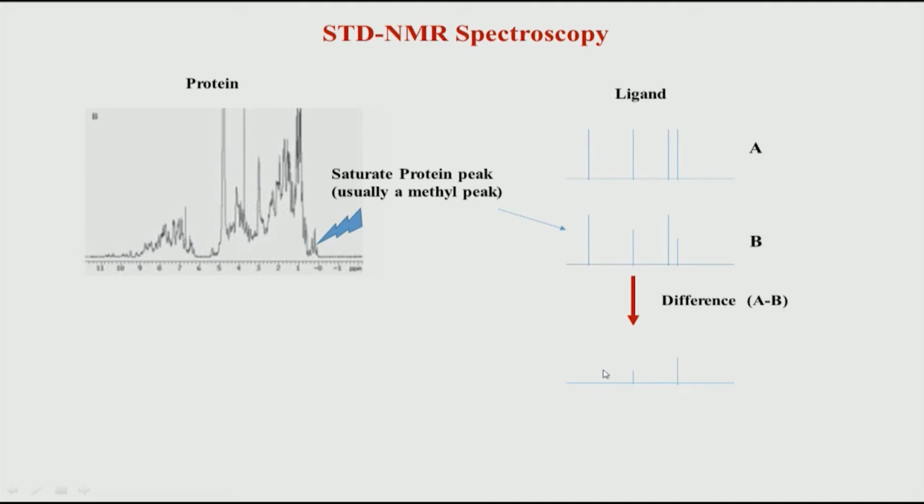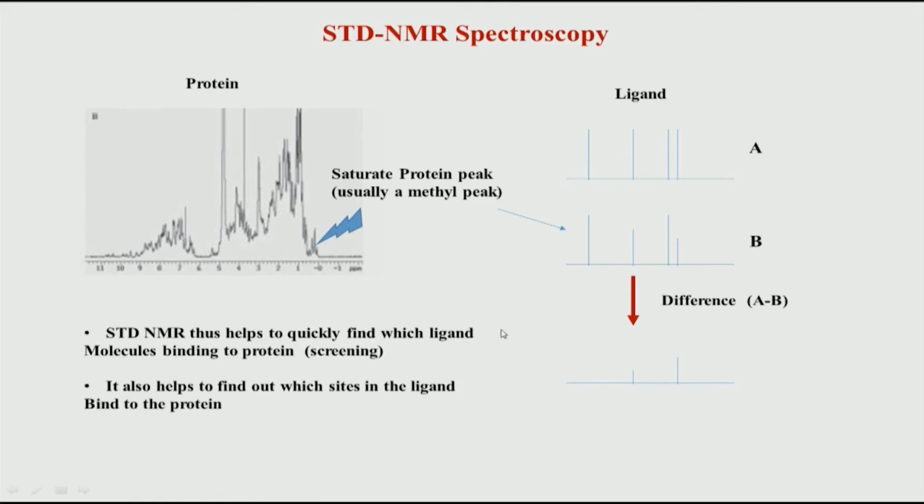So, I also get the information from STD NMR about which residues or atoms in the ligand are actually close to the binding interface. Therefore, STD NMR helps us to quickly find out which ligand molecules bind to a protein. So, this is useful for screening.